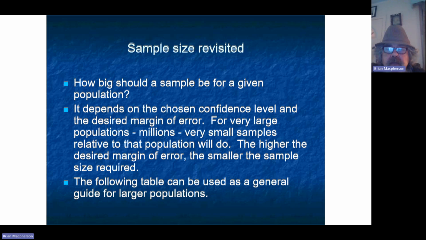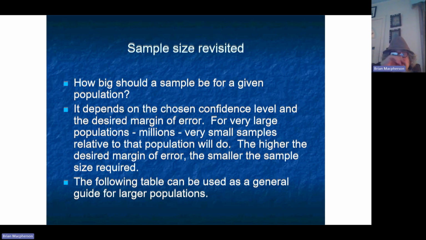If I'm doing a sample on how many Canadians are going to vote NDP, I can't interview all of Canada, but I can maybe interview 500 people or 1,000 people, right? So how big a sample size should be depends on the confidence level and the desired margin of error. For very large populations, namely millions, often very small samples will do the job. The higher the desired margin of error, the smaller the sample size required. So if you want a larger margin of error, let's say plus or minus 5%, then you don't need as many individuals in your sample, right?